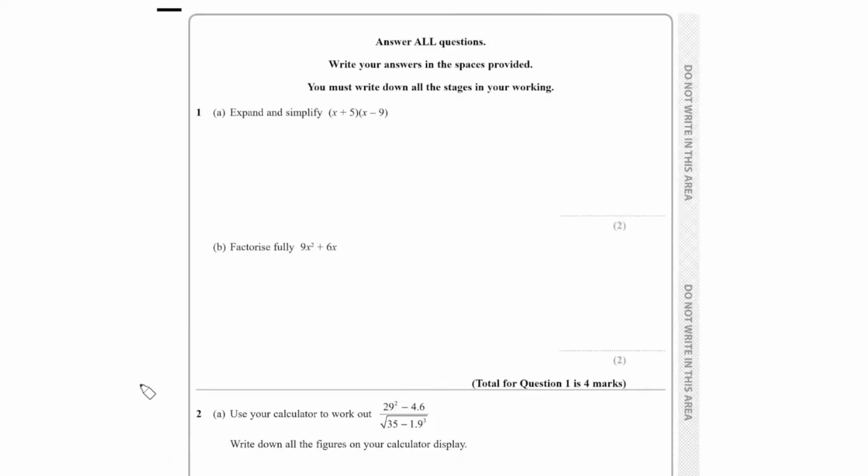I'm just going to get straight into it, and if you have any questions then obviously leave them in the chat below. So question 1, expand and simplify x plus 5 multiplied by x minus 9.